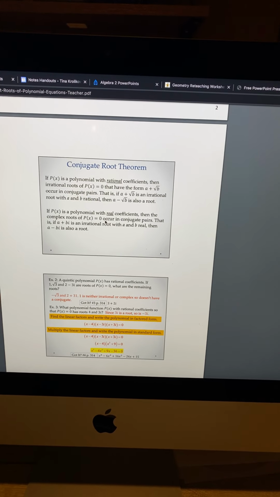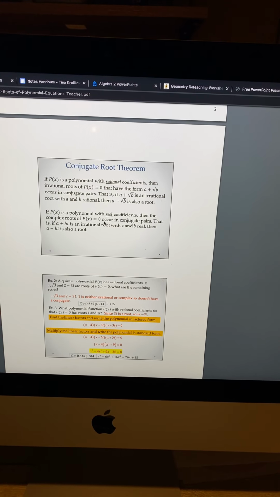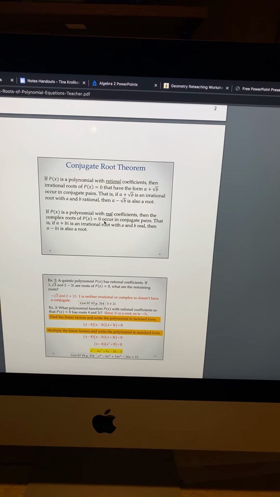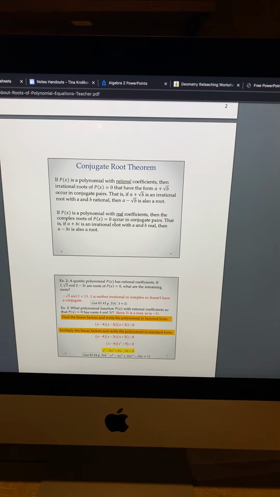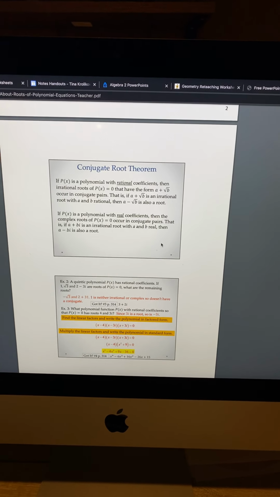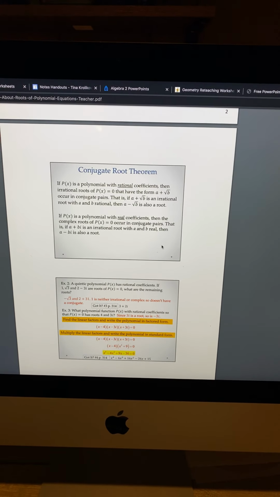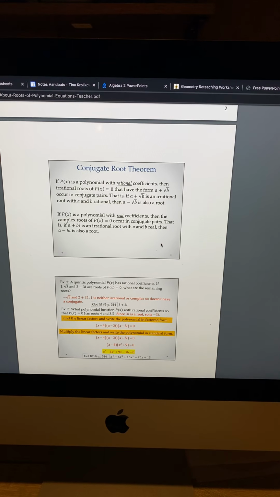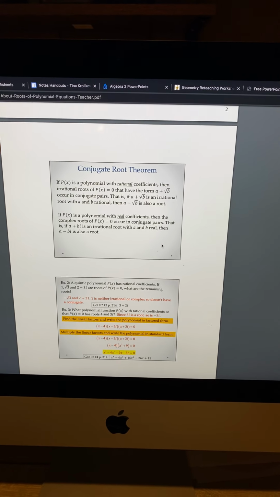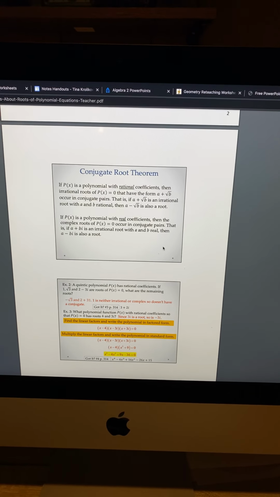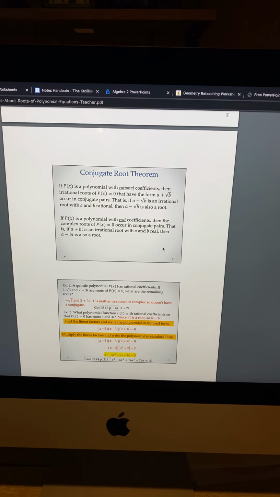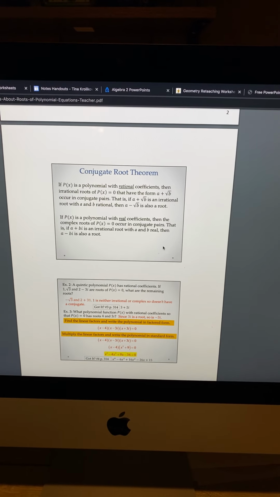If P of X is a polynomial with real coefficients, then the complex roots of P of X equals 0 occur in conjugate pairs. That is, if a plus bi is a complex root with a and b real, then a minus bi is also a root.